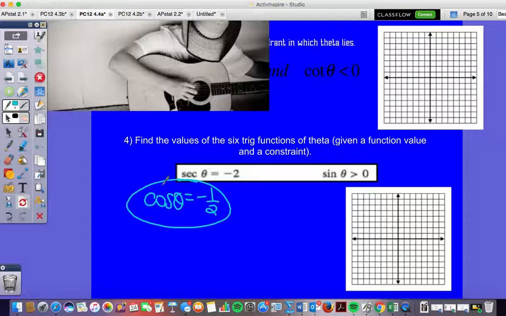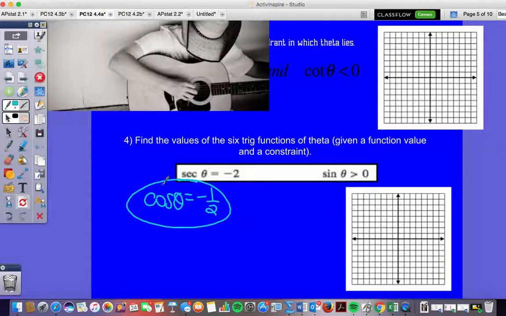I want you to just look at this here. This is one way to do it, okay? What they did was they said that cosine of theta is negative 1/2. Cosine of theta is negative 1/2, okay?